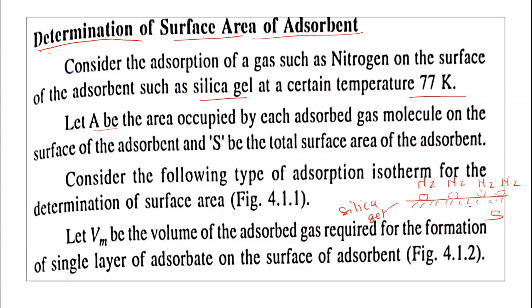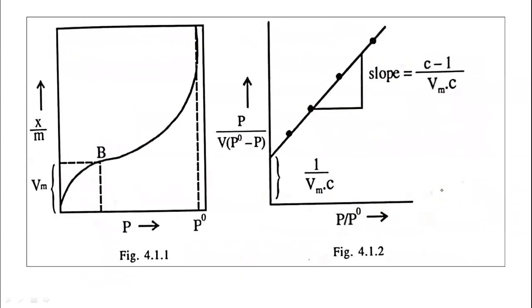Because the topic is determination of surface area of the adsorbent. So consider the following type of adsorption isotherm. I think that is type two for the determination of the surface area. Type two, okay, you can see here. This is the type two. We discussed this type two adsorption isotherm.